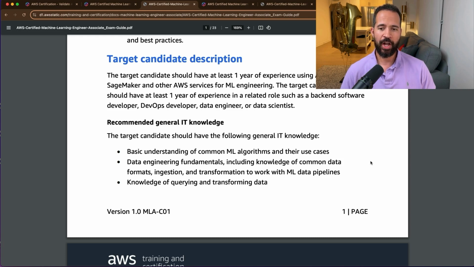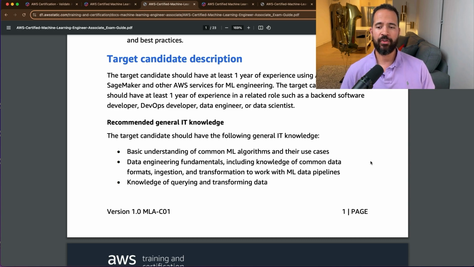That target candidate also should have at least 1 year of experience in related roles such as back-end software developer, DevOps developer, data engineer, or data science. So there's a wide range of roles that would be suited to go ahead and dive into and start preparing for the machine learning engineer associate certification.